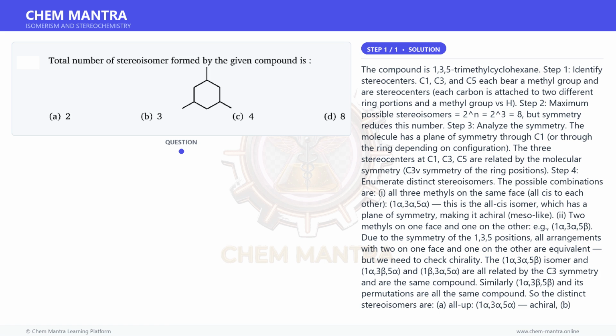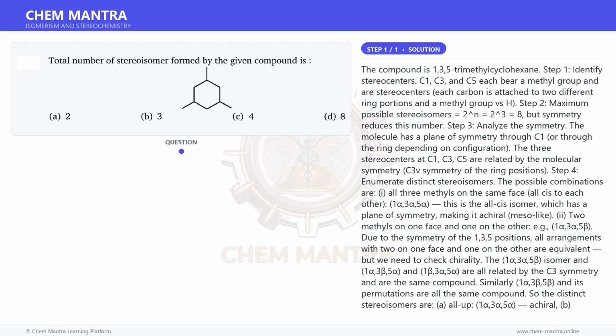Step 4. Enumerate distinct stereoisomers. The possible combinations are: I, all three methyls on the same face, all cis to each other, 1 alpha, 3 alpha, 5 alpha. This is the all-cis isomer, which has a plane of symmetry, making it achiral, a meso compound.